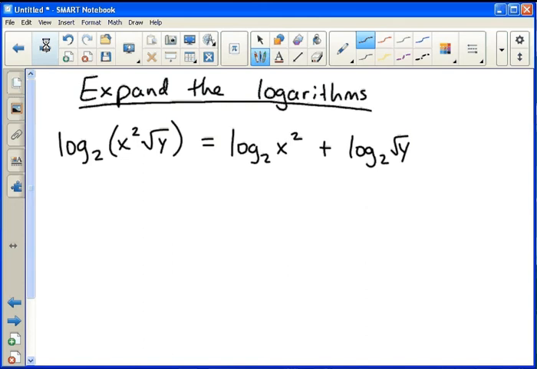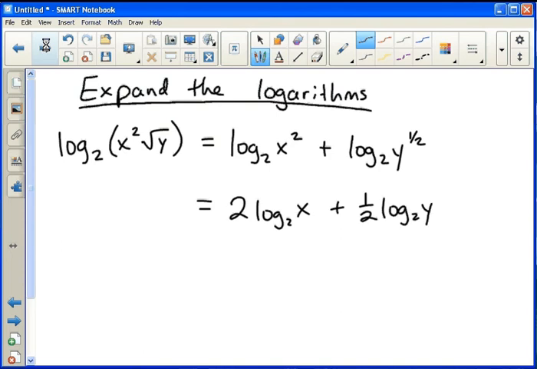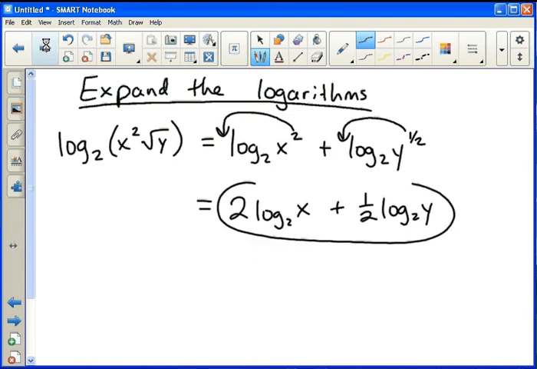Now I would do the property that allows me to move exponents. So let's rewrite the square root of y as y to the 1/2, and then our final answer will just be 2 times log base 2 of x plus 1/2 log base 2 of y, because we are allowed, because of that third property we looked at, to move these exponents down front, and that would be our final answer. So when they say expand logarithms, that's what they mean. They mean use the three properties exactly in the direction we first looked at them. Okay, let's look at another example.